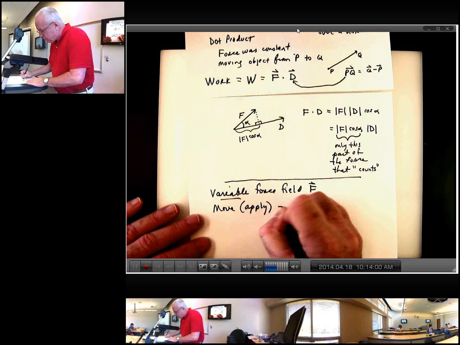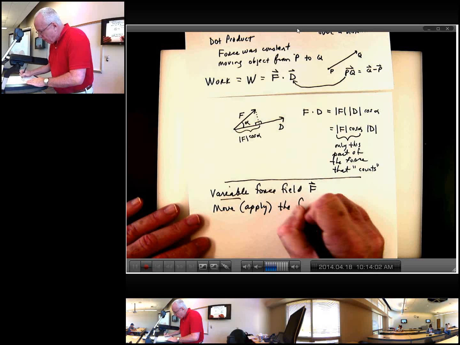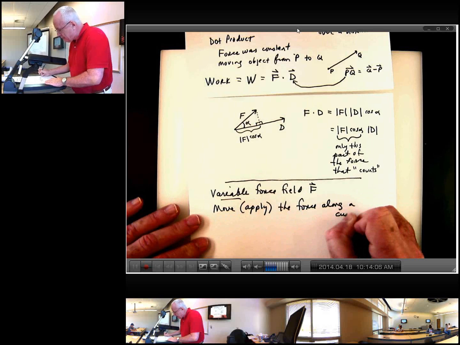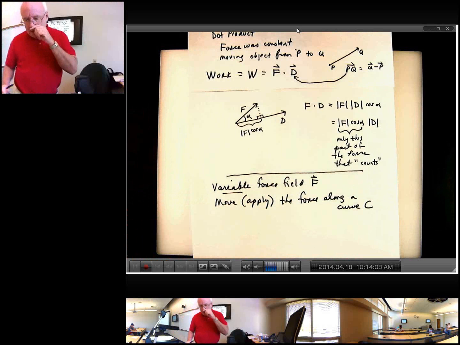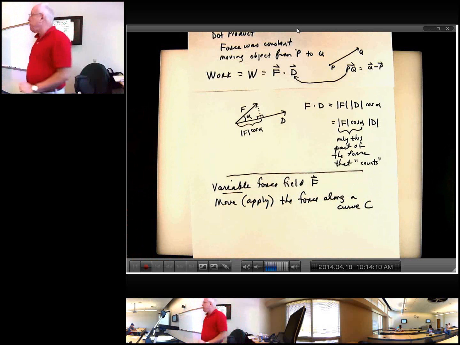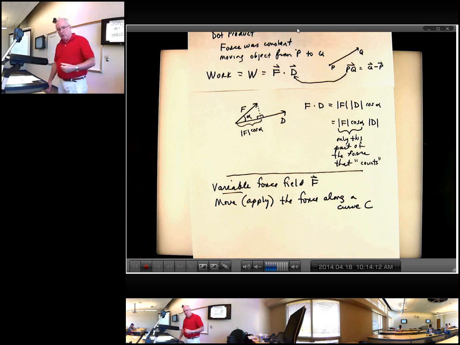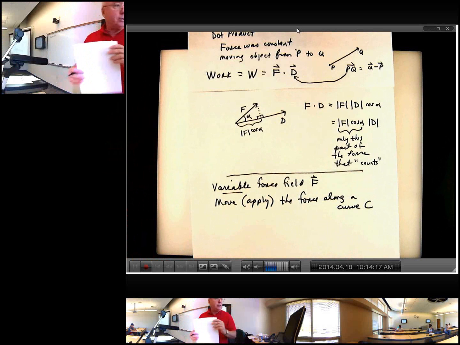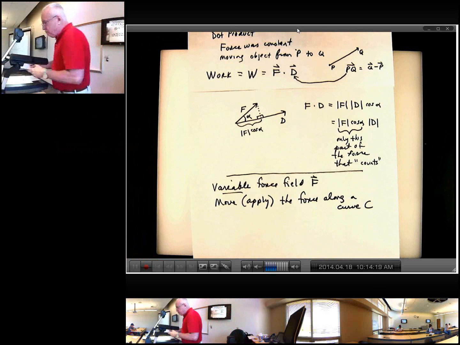Apply the force along a curve, capital C. All right, and this is going to involve an integral here. So let me show you this drawing.